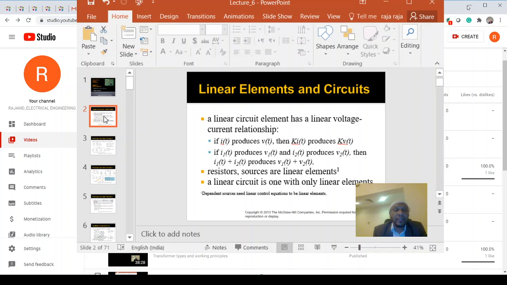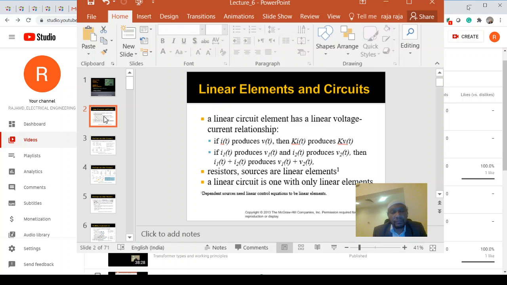Before we go to the superposition theorem, we want to understand the basic terms of electric circuits. What do linear element and linear circuit mean? A linear circuit element has a linear voltage and current relationship. We study non-linear and linear terms in different subjects, and here, when we talk about a linear electric circuit, it means a circuit that has a linear voltage and current relationship.